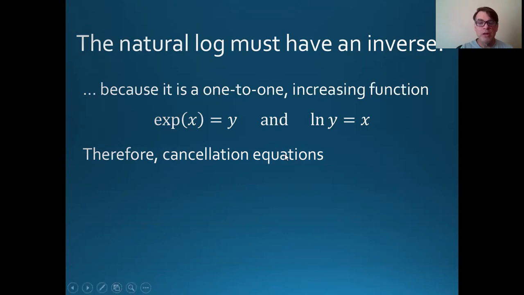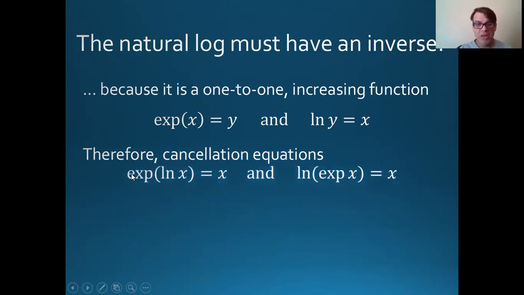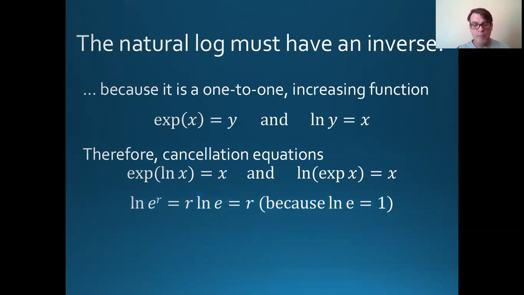So if this is true, then we can say that there are cancellation equations. Whatever this function is of the natural logarithm of x, it's going to end up as just x. Similarly, if you take the natural logarithm of whatever this mystery function is, it's going to end up as x. We know those cancellation equations work if they're inverse functions. Now here's a quick proof, or a discovery, of what it is.